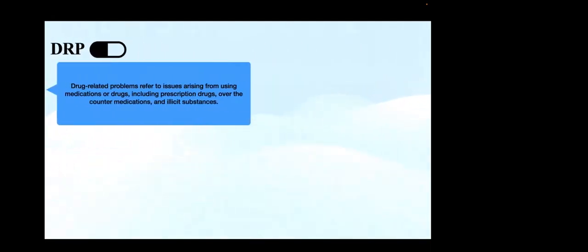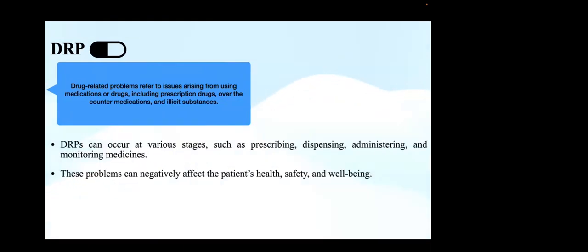The very first slide contains the drug related problem definition. It is very simple. It refers to the issues arising from using medication or drugs, including prescription drugs, over the counter medication, and some illicit substances, right? We can say that DRPs can occur at various stages, such as prescribing, dispensing, administering, and monitoring medication. These problems can negatively affect the patient's health, safety, and well-being. As healthcare professionals, our foremost duty is to maintain the safety and well-being of the patient. We cannot compromise on that, and drug-related problems negatively affect it. That is the main reason why we are studying this topic today.